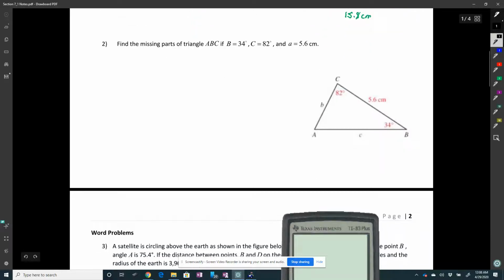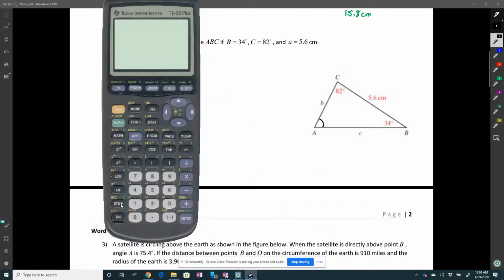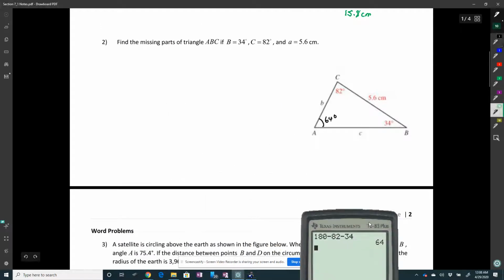All right, let's go ahead and finish these last two problems. Find all the missing parts of this triangle. The easiest thing to do is find that missing angle. You just go on your calculator and type in 180 minus 82 minus 34. That gives me 64 degrees. And then we can use the law of sines.